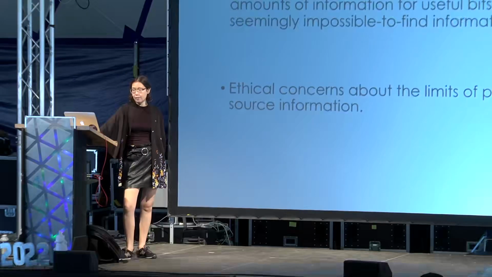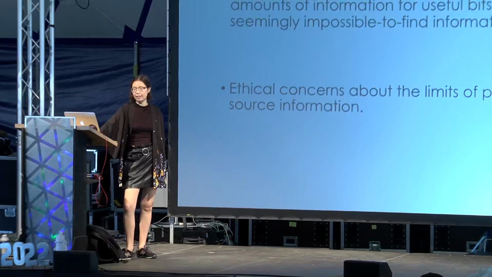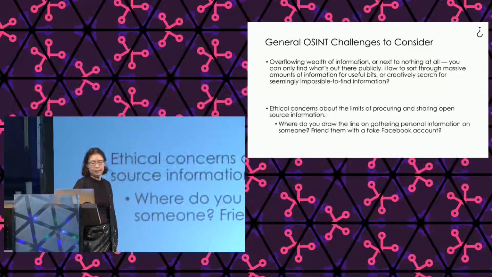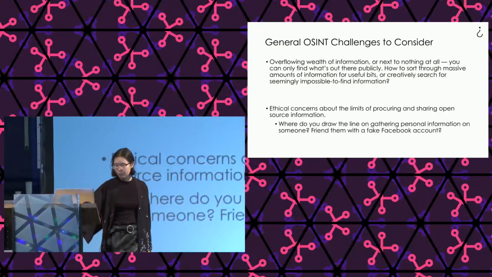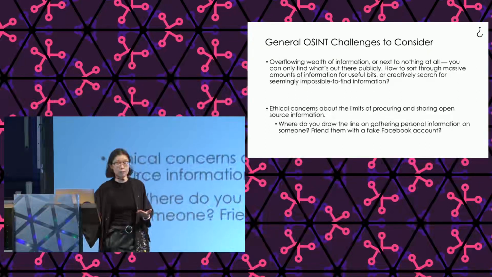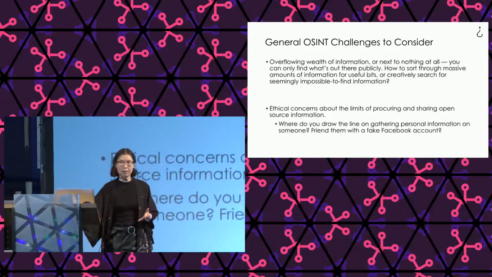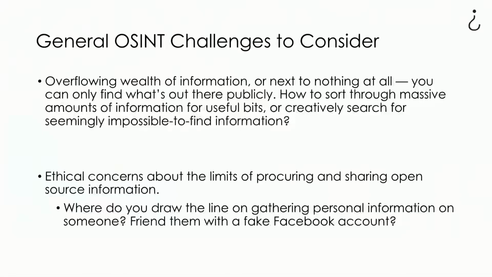Okay. So another challenge is ethical concerns, okay, that I've told you about. Where do you draw the line on gathering personal information on someone? So, for example, if you're looking into neo-Nazi groups, do you think it's okay to create a fake profile with some other man's photos and pretend you're also a white supremacist to get into this group and infiltrate it and check out all the data, okay?